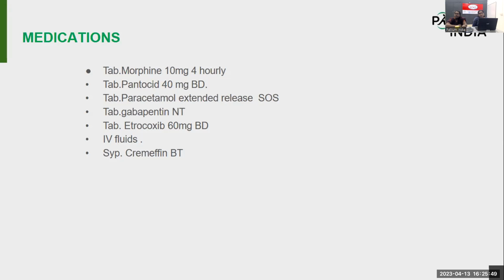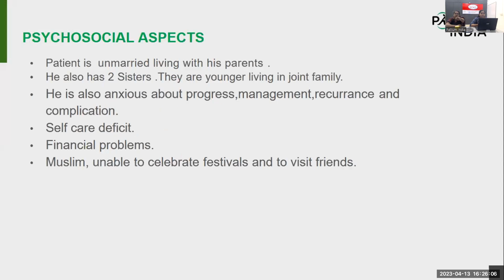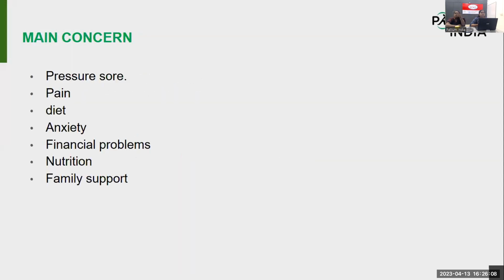Then you can admit and do something. I would say you have to take the psychosocial assessment part. He is very anxious about his prognosis. Can you go back? Next. Next. Yes.